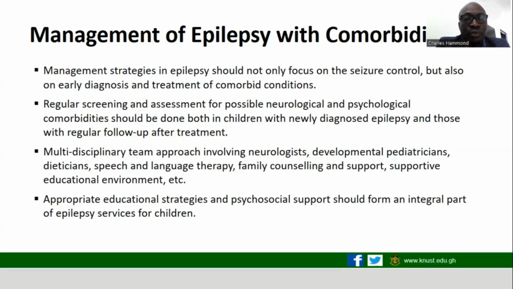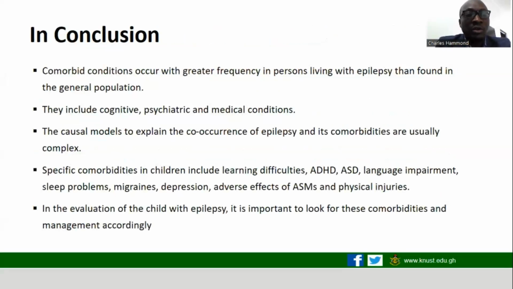And then a multidisciplinary approach is, of course, very important because you need the neurologist, the developmental pediatrician, the dietitian, speech and language therapist, the family counseling and support is very important. And then supportive educational environments. So we need an appropriate educational strategy and psychosocial support for the child to be properly integrated in. So in conclusion, I want to say that comorbid conditions occur with greater frequency in persons living with epilepsy than found in the general population. And these conditions include cognitive, psychiatric, and medical conditions, and sometimes physical injuries or physical conditions from the use of anti-seizure medications.